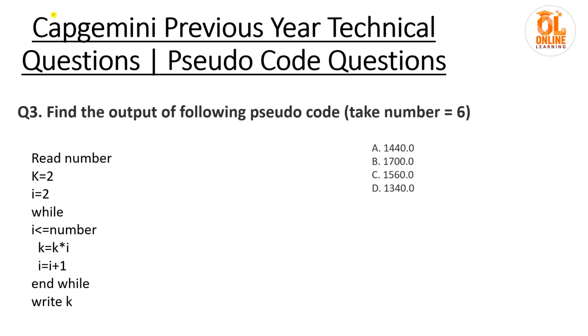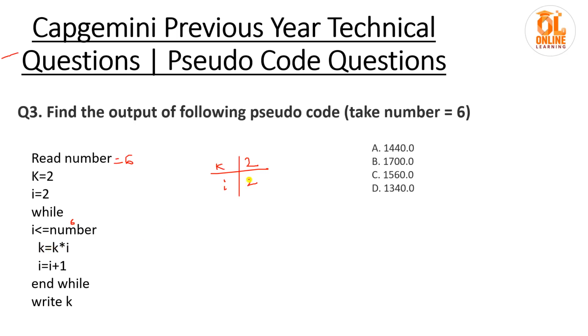Take number equal to 6. Okay. So we are reading the number as 6. K equal to I equal to 2, while I less than or equal to number. Okay. So we have K and I, whose value is 2. K value is 2. Okay. I is less than or equal to number. Number is 6. So I is less than or equal to 6. Yes, 2 is less than or equal to 6.